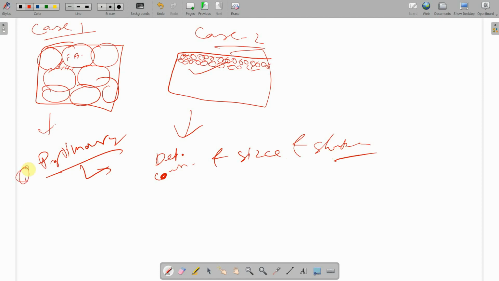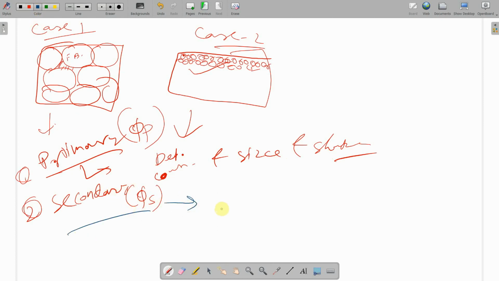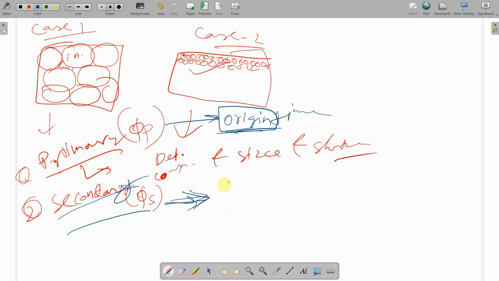Now let's talk about another type of porosity, called the secondary porosity. I'm denoting primary porosity as phi p and secondary porosity as phi s. So what do you mean by secondary porosity? Primary porosity developed during the origin. Actually Tanmoy is attending this class for the first time, that's why I'm explaining again. Primary porosity actually developed during the origin time. Secondary porosity developed later.